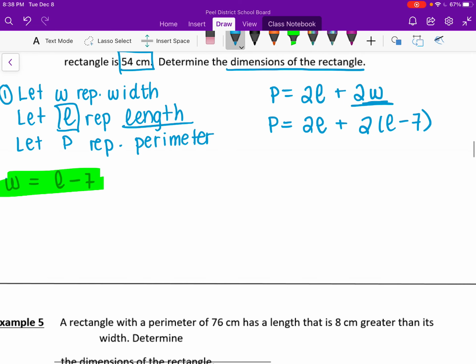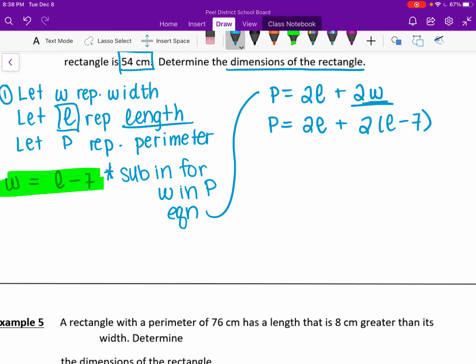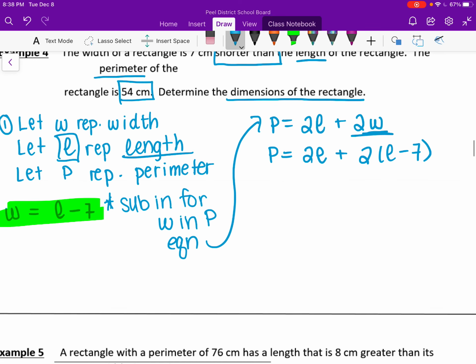Right? I can substitute this. Sub in for W in the P equation. Do I know what P is? Yes, because my question tells me what P is. P is 54. So I have 54 is equal to 2L plus 2(L minus 7). And now I just need to solve for L.